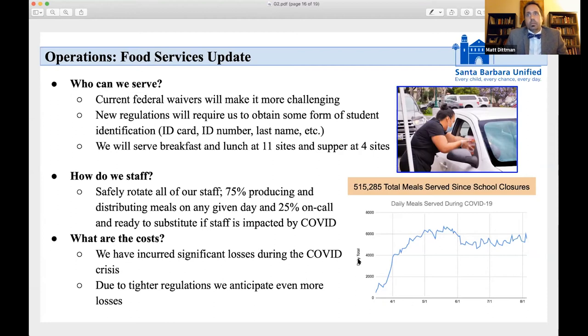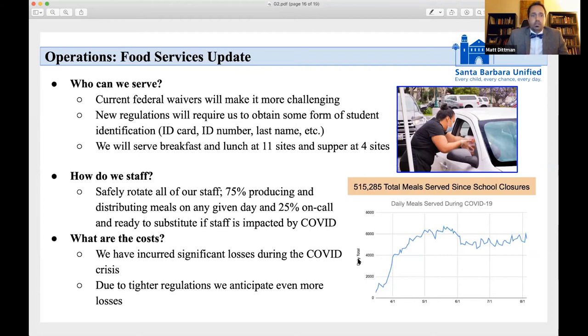We will only be able to be fully reimbursed for students within our district. It will also require us to obtain some form of student identification, whether that's an ID card, an ID number, or a last name. We're working with IT to develop a barcode scanning system that will be sent out to all the families in our district, and that will hopefully speed up the process as well. We still plan on continuing to serve breakfast and lunch at 11 sites and supper at 4 sites.